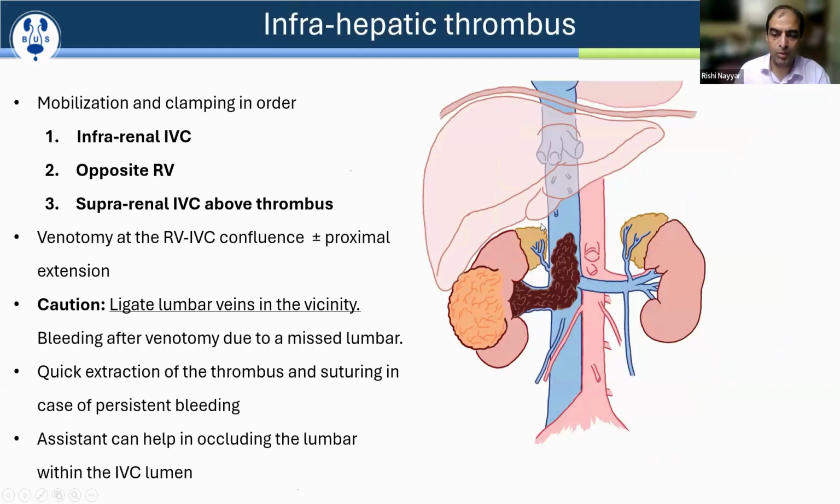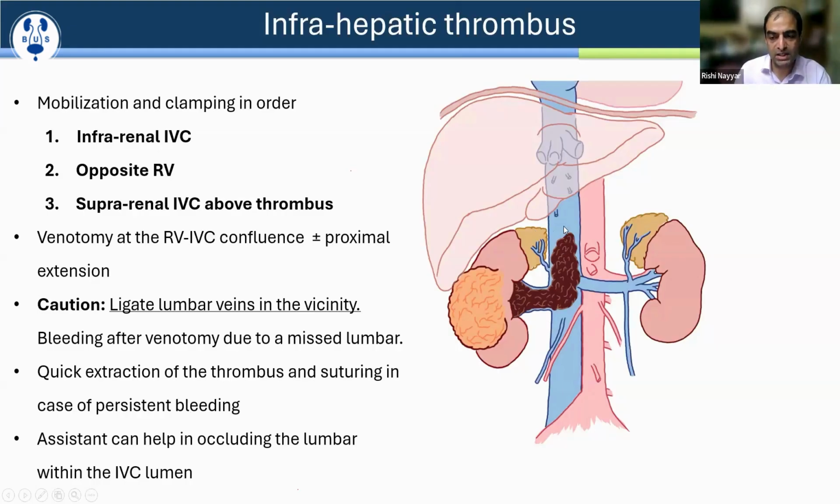So while mobilizing all these, it is important that all the lumbar veins which are there from this level to this level are taken care of on both sides of the IVC. Because even if you clamp here and clamp here, those lumbar veins would still be draining. And once a cavotomy is done, those lumbar veins will continue to pour blood into the IVC, and there would be significant blood loss after removal of this thrombus while you are trying to close the cavotomy.